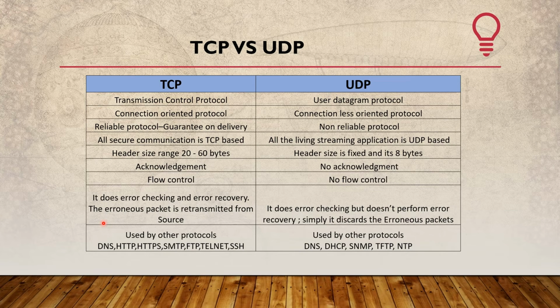TCP does error checking and error recovery, and an erroneous packet is retransmitted from the source. UDP does error checking but does not perform error recovery; it simply discards the erroneous packet. Now the protocols used. TCP is used by DNS, HTTP, HTTPS, SMTP, FTP, Telnet, and SSH. UDP is used by DNS, DHCP, SNMP, TFTP, and NTP. You will be getting a doubt now: DNS is used on both TCP and UDP. Where TCP is used and where UDP is used for DNS, we will see in upcoming videos.